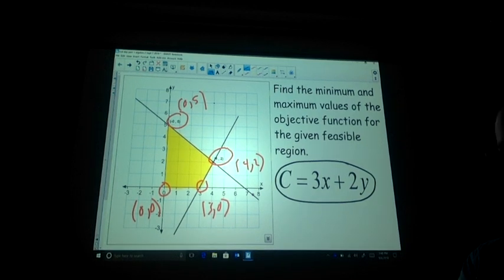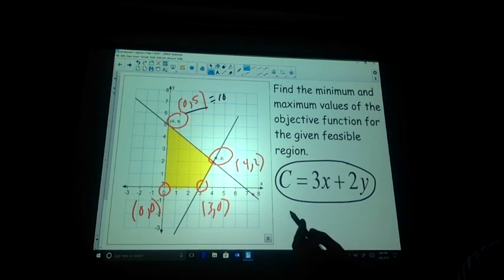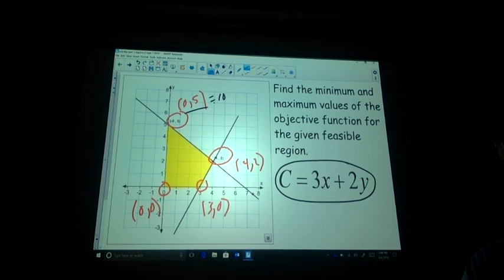All I'm doing is plugging in. If we use this one first, I have 3 times 0 plus 2 times 5, which gives me 10. That would mean it costs me $10 if I chose 0 of one product and 5 of another. We're trying to think about selling stuff. Then if I plug in (4, 2), I get 3 times 4 plus 2 times 2. 3 times 4 is 12, 12 plus 4 is 16, so that gives us a cost of $16.